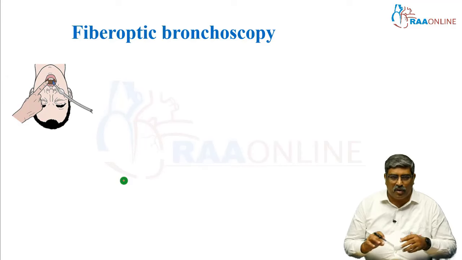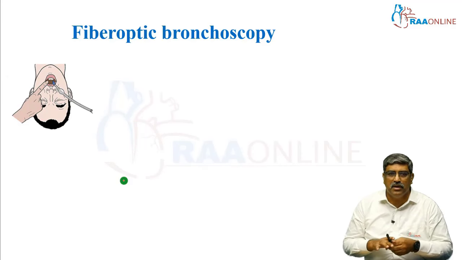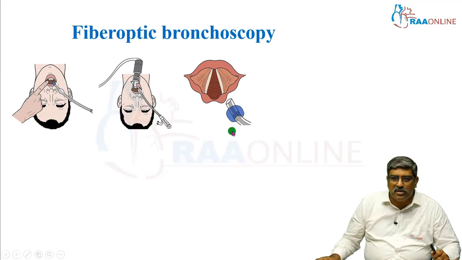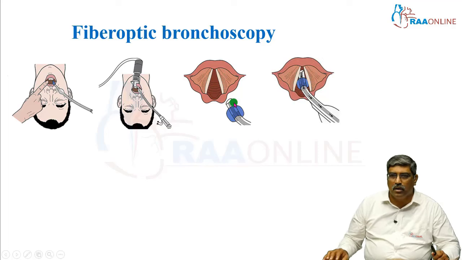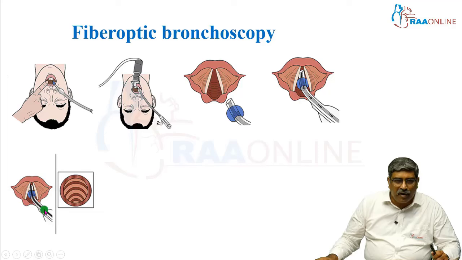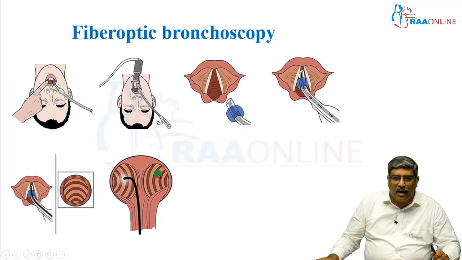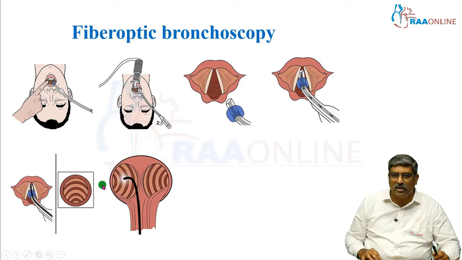Now coming to fiberoptic bronchoscopy, you place the double lumen tube. The double lumen tube is passed beyond the vocal cord. Here it is crossed beyond the vocal cord. Now a fiber optic is passed into the bronchial lumen. Here you can see the right and left main stem bronchus. This is the carina, this is the right bronchus and this is the left bronchus. Your endobronchial is passed into the left main stem bronchus.